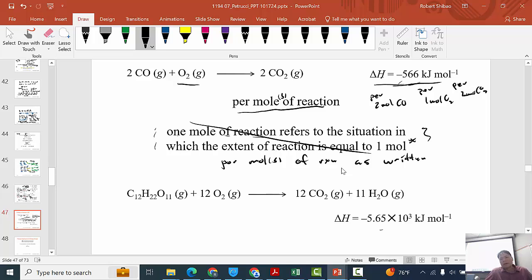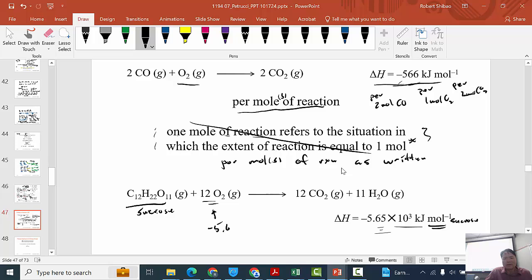And so when I look at this, it's not kilojoules per mole for everything. This would be this many kilojoules per 1 mole of sucrose, and so per mole of sucrose. That's correct. However, 1 mole of sucrose requires 12 moles of O2, so this would be per mole of sucrose. That's fine. But if I want to do this in terms of O2, I would write it like this.